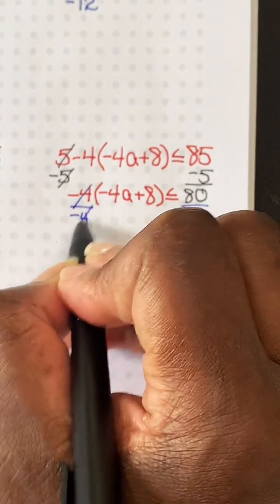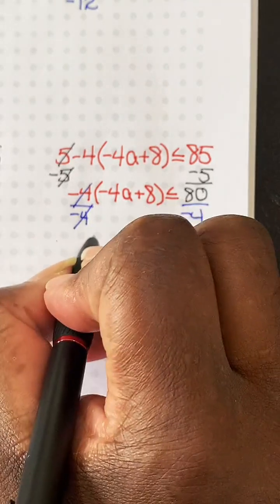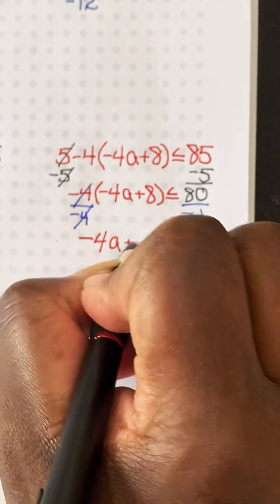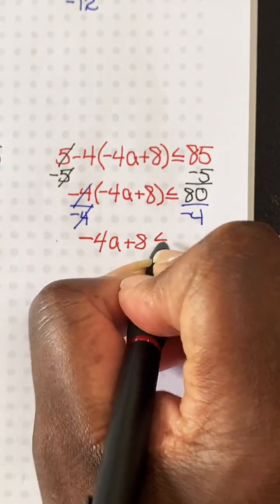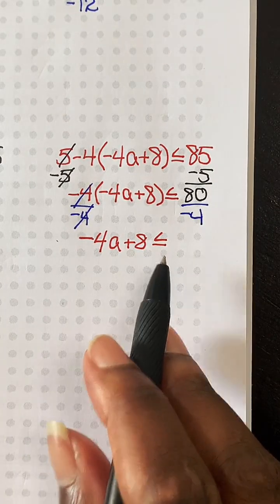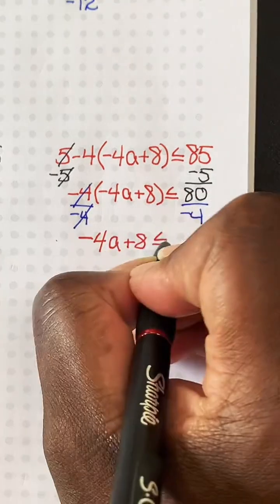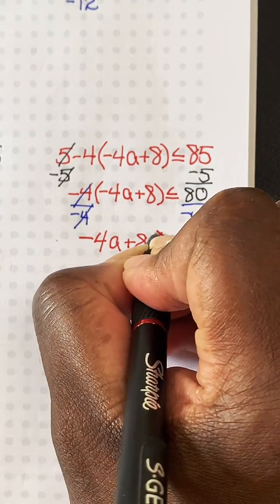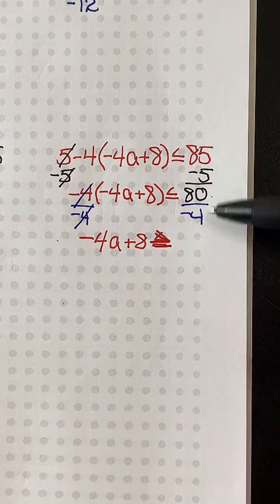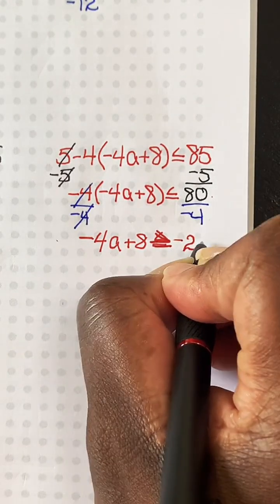So -4 divided by -4 will give me 1, and that basically releases that middle term. So my -4a plus 8 is less than or equal to... Is it less than or equal to? No, it's not, because I divided by a -4. So this really should be greater than or equal to. Now I have 80 divided by a -4, so that gives me a -20.